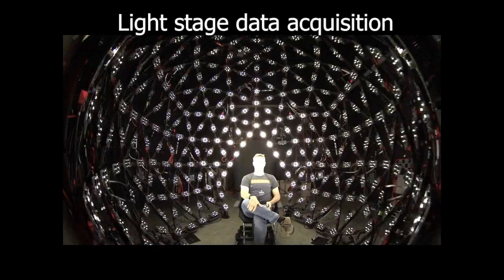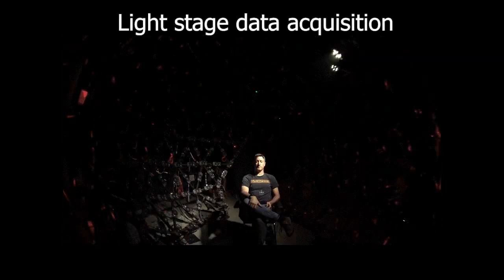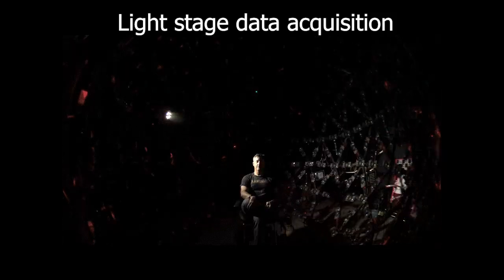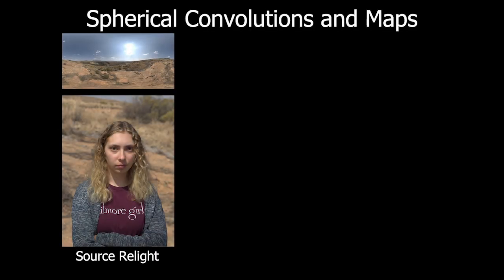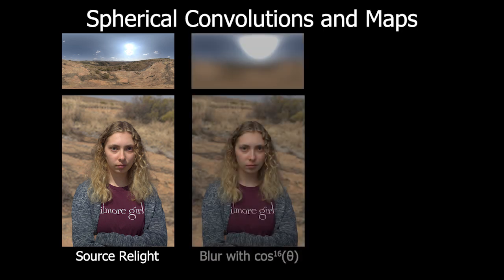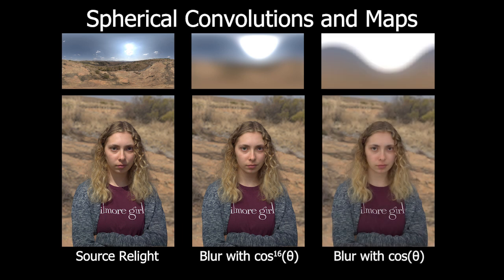To generate our ground truth data, we record subjects inside of a light stage, producing one light at a time images. Using these one light at a time images, we can visualize the subject under an arbitrary HDR environment map. Crucially for our use case, we blur this HDR environment map with a normalized clamped cosine kernel, which diffuses the light inside the scene. The power of the kernel controls how diffused the resulting HDR map will be.